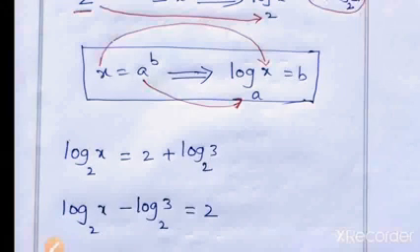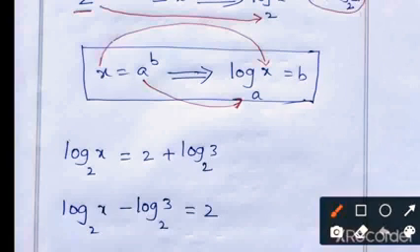Before going to the next sum, we need to know a little expression. Here, x is equal to a power b. This is the exponential form. And here, log x base a is equal to b. This is the logarithmic form. The exponential form can be changed to logarithmic form.